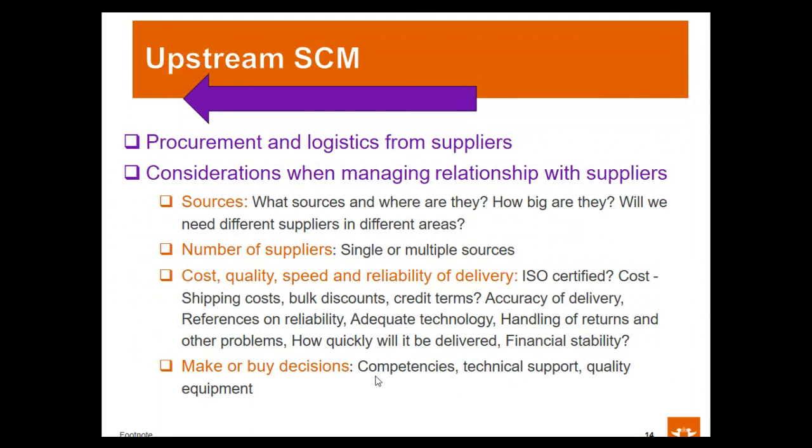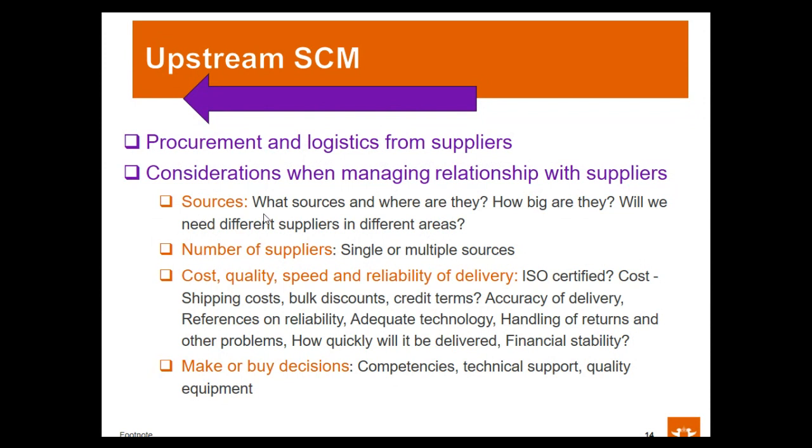But now we're going to look specifically at upstream supply management and how we interact with our suppliers. And once again, it's referred to as upstream because it is the start of the supply chain. And mainly what this deals with is the procurement and the logistics from the suppliers. So when you decide which suppliers to use, these are the typical considerations that you take.